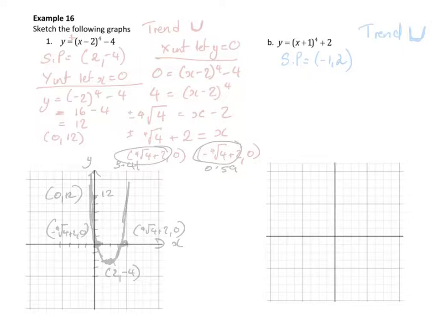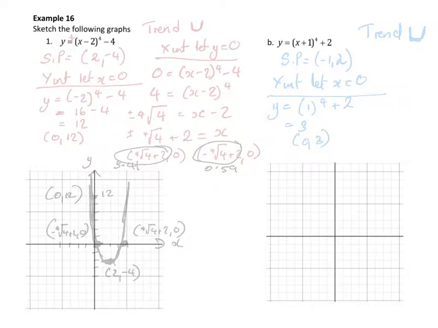All right. Y-intercept, let x equal to 0. Let x equal to 0, and you get y is equal to 1 to the power of 4 plus 2. 1 to any power is 1, so 1 plus 2 is equal to 3. So 0, 3 is your y-intercept.